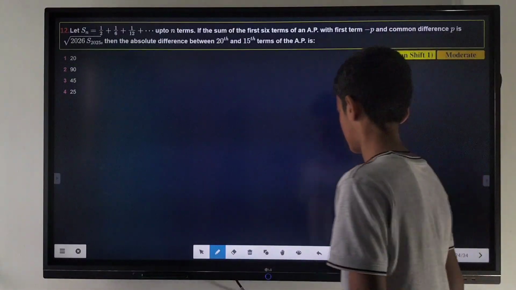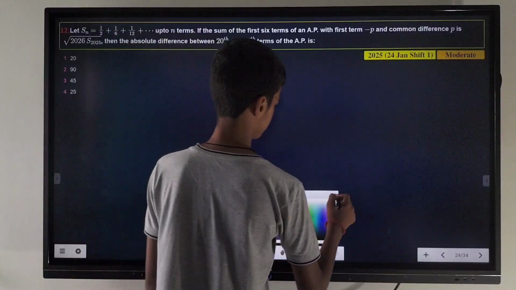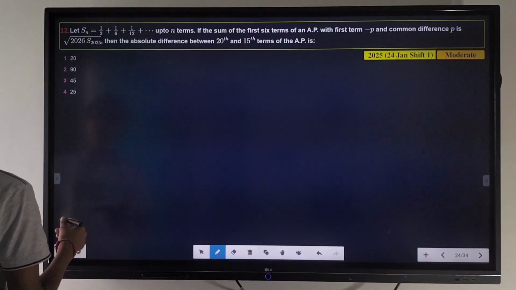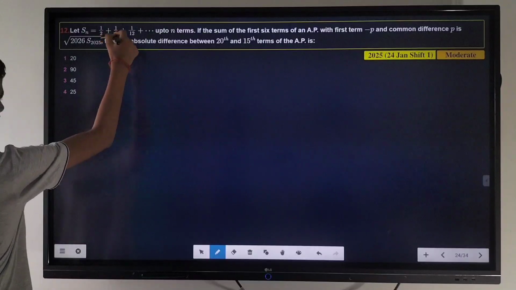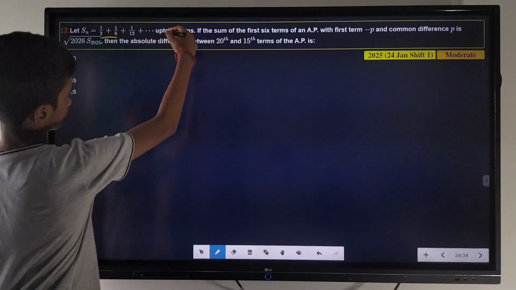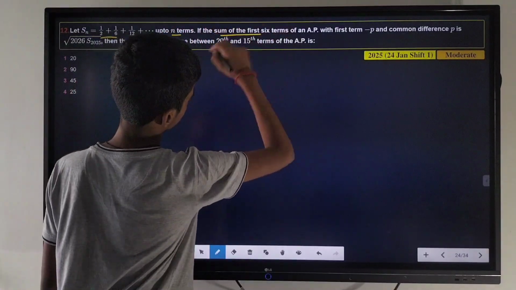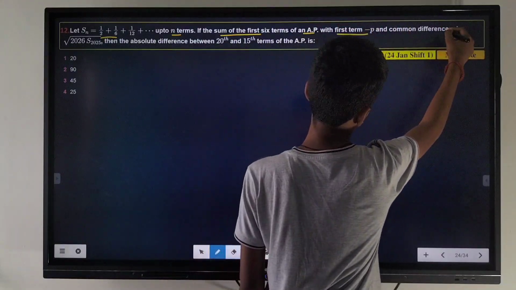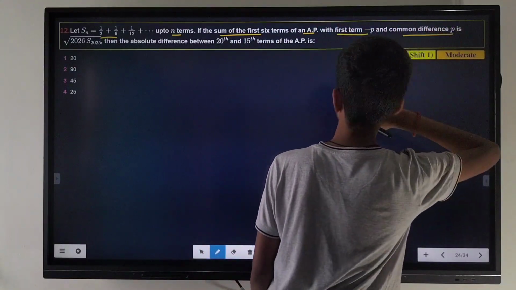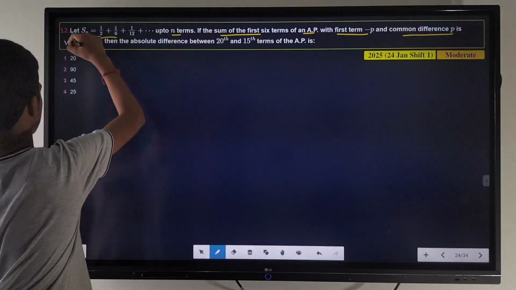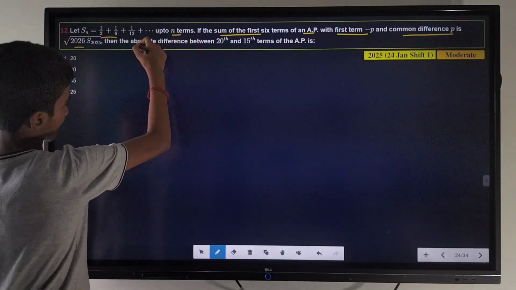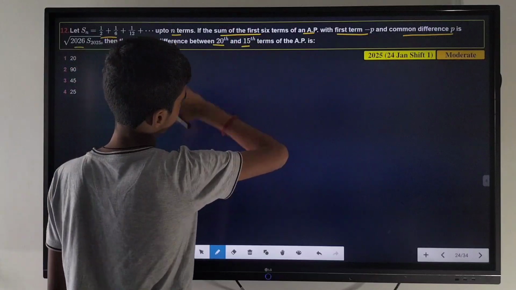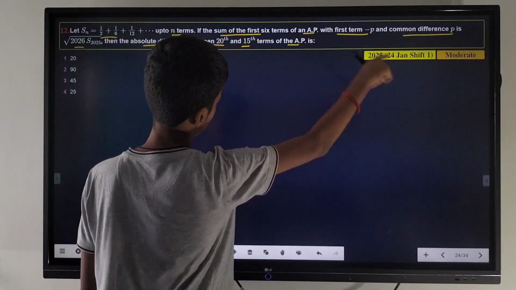Here is our next question now. This time our question says Sn is the sum up to n terms. If the sum of the first 6 terms of an AP with first term minus p and common difference p is this expression, then the absolute difference between the 20th and 15th terms of the AP is.